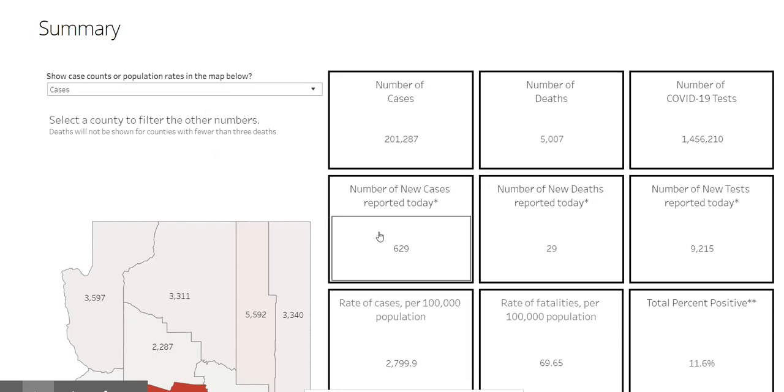Hello everybody. Today we're going to take 629 and divide it by 9,215 using the flag dual adjunct division method.